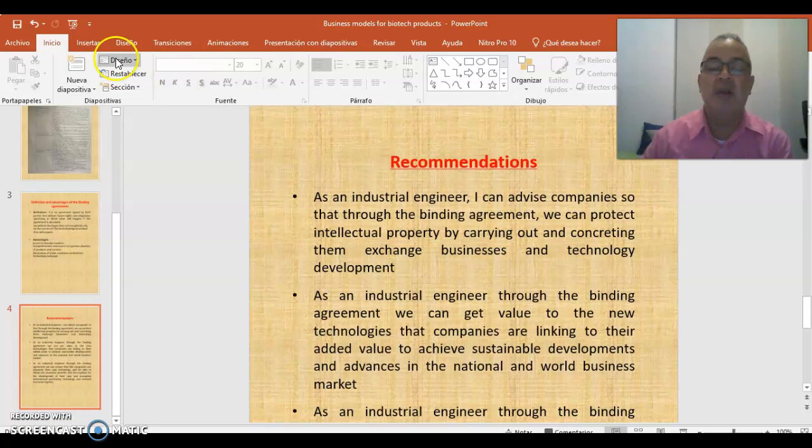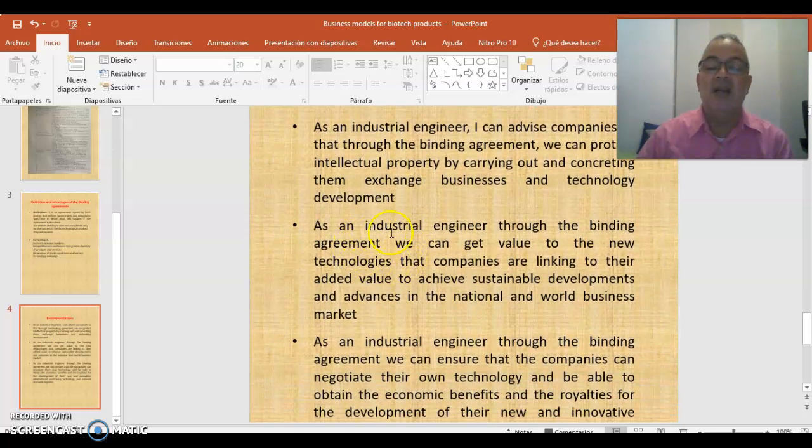Now we'll explain the three recommendations. As an industrial engineer, I can advise companies that through the binding agreement we can protect intellectual property by carrying out and concreting exchange business and technology development. Through the binding agreement, we can give value to the new technologies that companies are linking to their added value to achieve sustainable development and advance in the national and world business market.